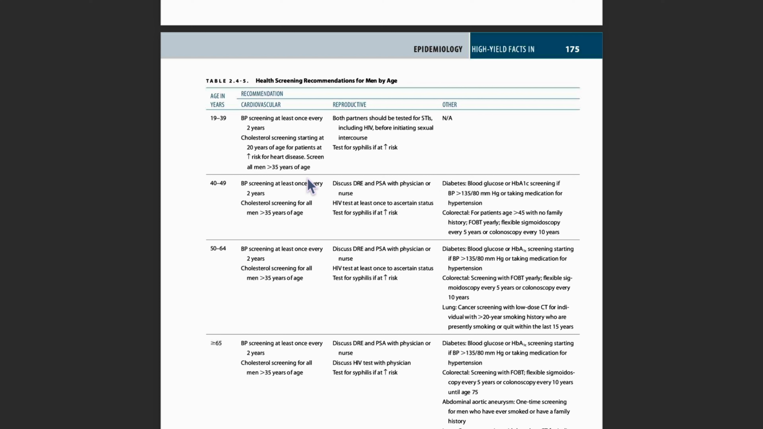40 to 49: blood pressure screening again, at least once every 2 years, and cholesterol screening for all men more than 35 years of age. Reproductive: discuss DRE and PSA with physician and nurse. HIV test at least once to ascertain status. Test for syphilis if at increased risk. Diabetes, blood glucose or HbA1c screening if blood pressure is more than 135, or taking medication for hypertension, and this is the same as the previous gender. 50 to 64 years, same thing.